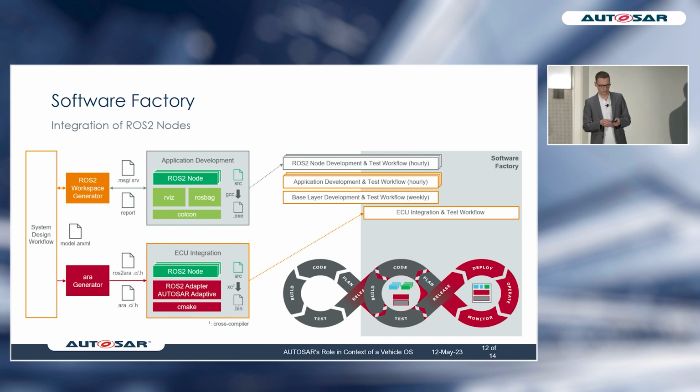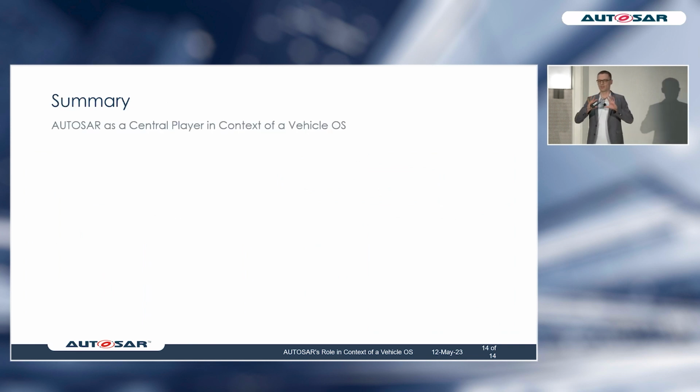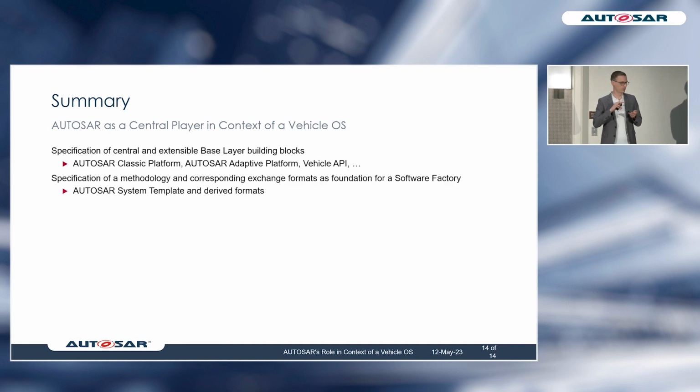And with that, I'm already at a summary. So Autosar, the main message is it's a very important and very big player in the context of a vehicle OS. It's providing specifications for classic, for adaptive, the vehicle API or automotive API we have heard about today as well, for embedded software, and not to forget the workflow. I think that's one of the key assets of Autosar, defining a methodology and a workflow, and artifacts you can use to combine it and to establish the workflow based on those artifacts.